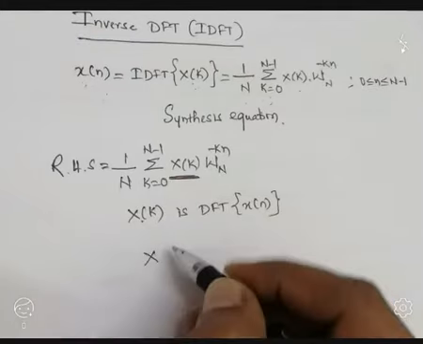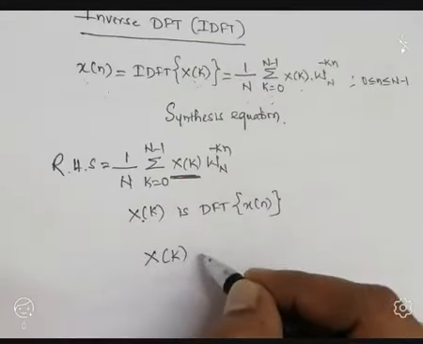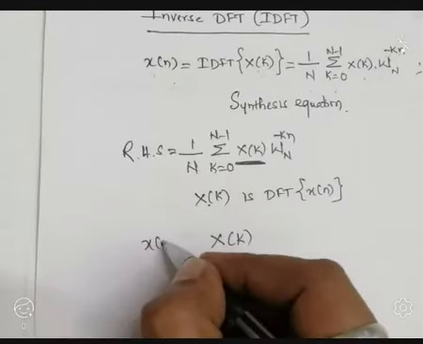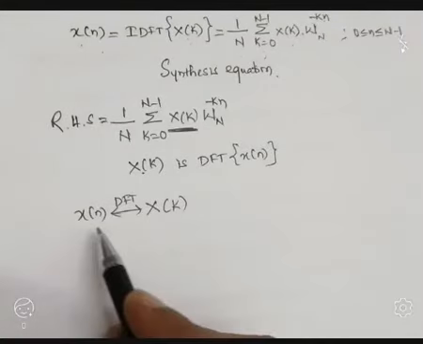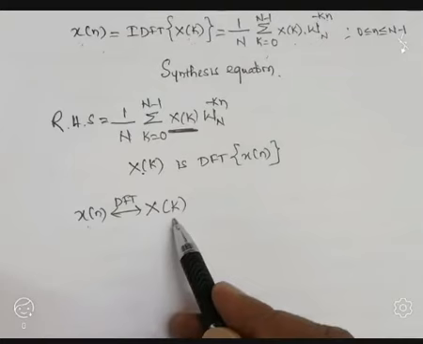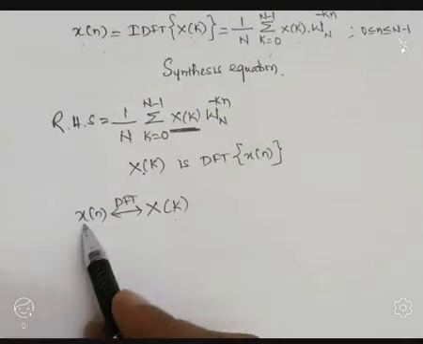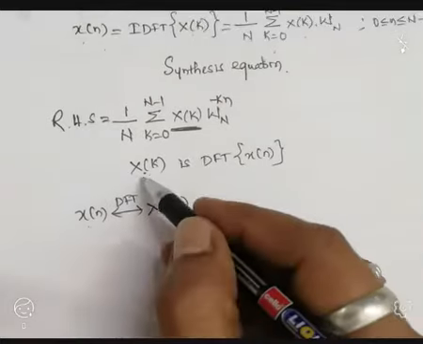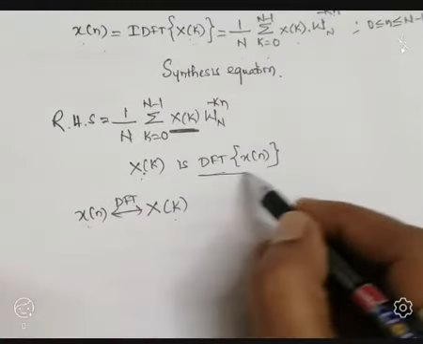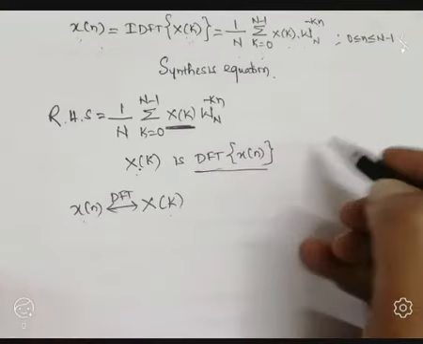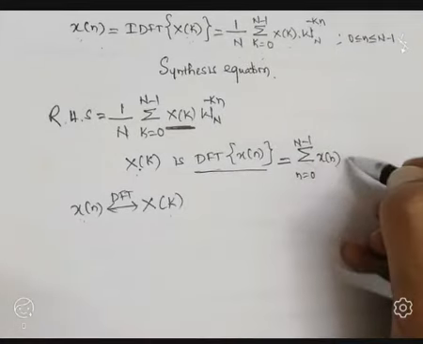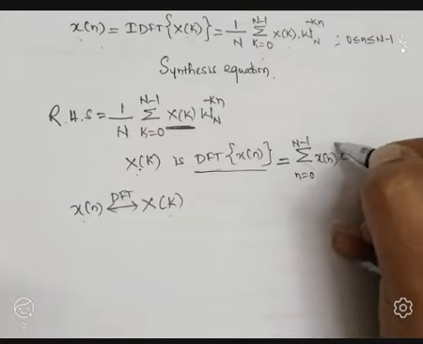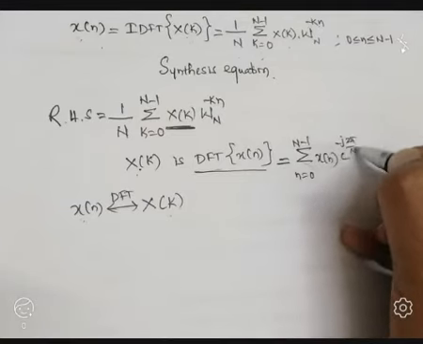We can represent the DFT pair as x of n and X of k. It means that if you calculate the DFT for x of n, we get the answer X of k. If you calculate the IDFT for X of k, we get x of n. So it is called a DFT pair. So we know that X of k is the DFT of signal x of n. Then as per the definition of DFT, already discussed, we can write summation n equal to 0 to N minus 1 of x of n e to the power minus j 2 pi by N into kn.